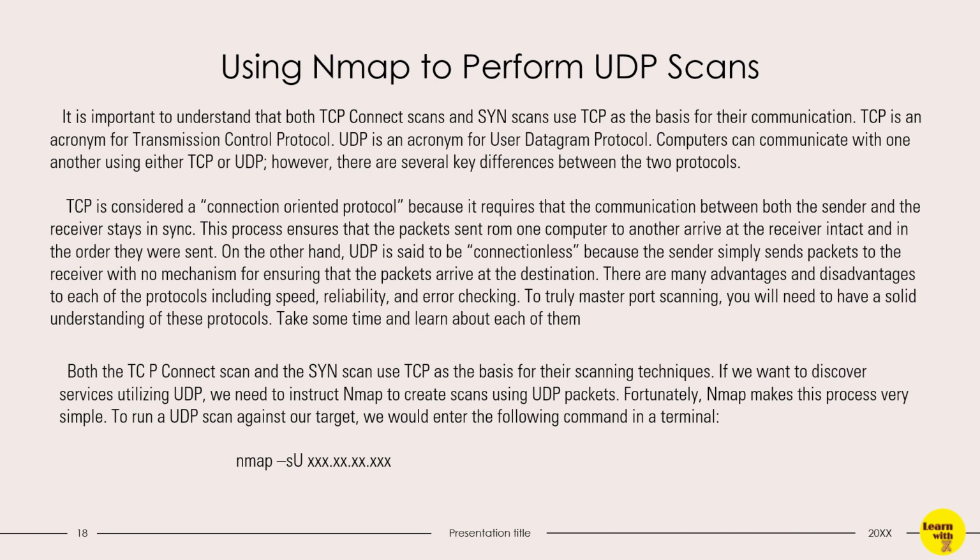Using nmap to perform a UDP scan. UDP is the User Datagram Protocol. UDP is a connectionless protocol, but TCP is a connection-oriented protocol. Here UDP simply sends UDP packets to the receiver continuously. To run the UDP scan, we use the option -sU with the nmap tool, and then we specify the target address.